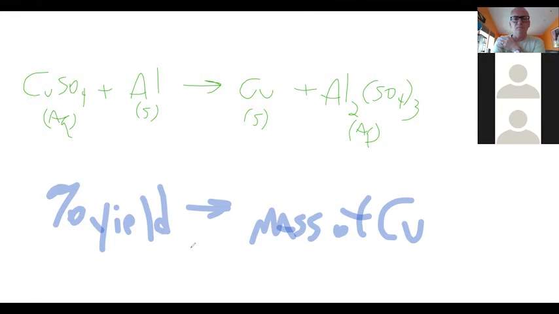When I did it in the pre-lab, I got 3CuSO4 plus 2Al, and then the arrow, 3Cu plus Al2(SO4)3. Right, so we need 3 sulfates. So remember, sulfates don't separate. The sulfur and the oxygen do not separate. That's a polyatomic ion. It stays together. So we can treat it as a single unit. And we have 3 of them over here. So we're going to need 3 of them.